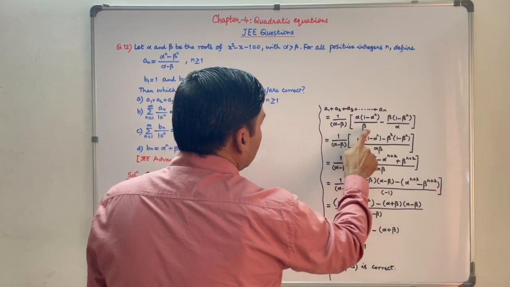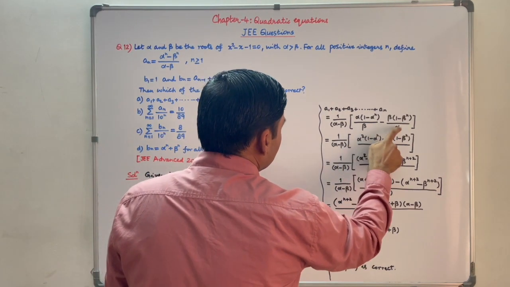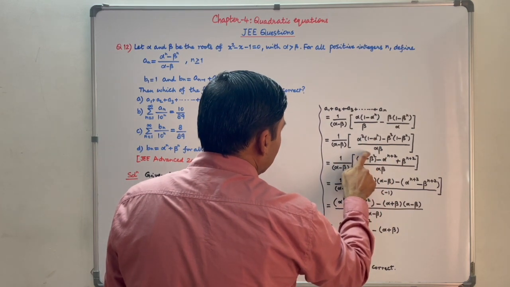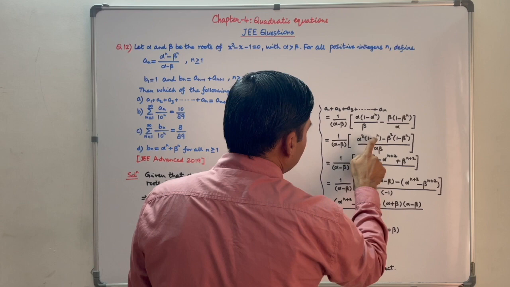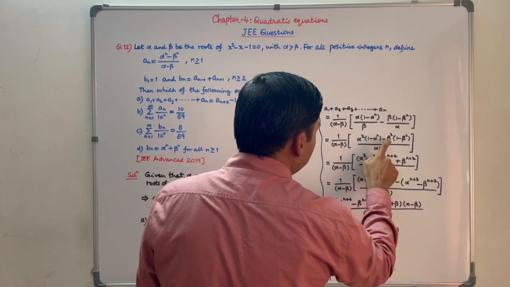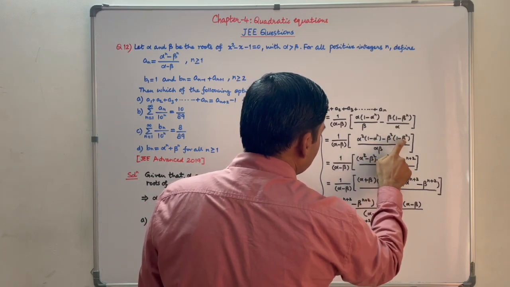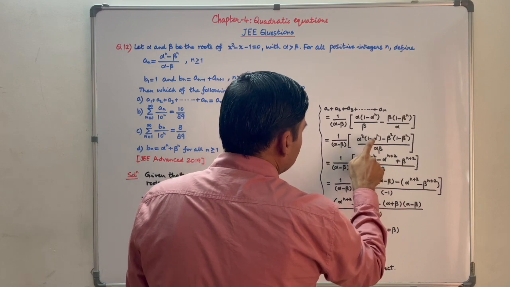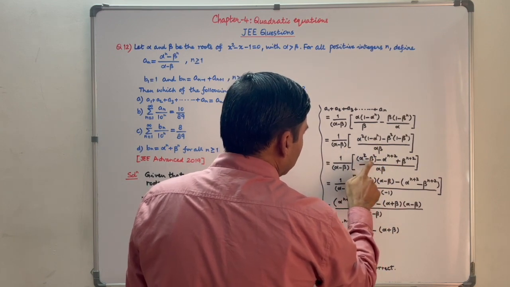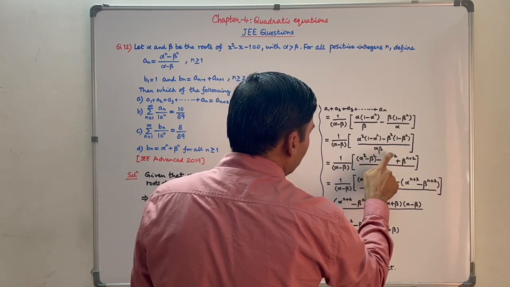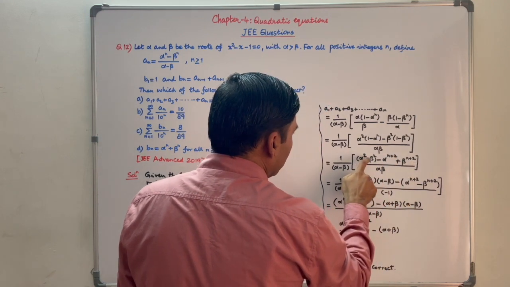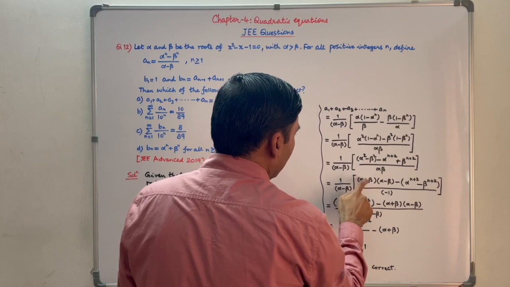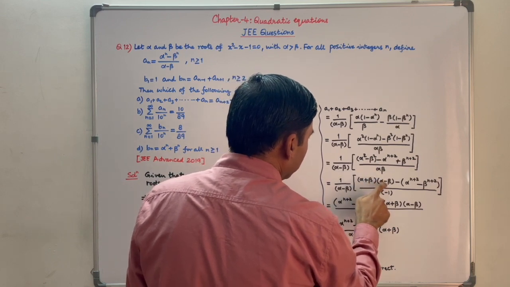Now we will take the LCM of the denominators, so it will be alpha beta. So the numerator in the bracket will be alpha square into (1 minus alpha to the power n) minus beta square into (1 minus beta to the power n). So it can be simplified as alpha square minus beta square minus alpha to the power n plus 2 plus beta to the power n plus 2. Alpha square minus beta square can be written as (alpha plus beta) into (alpha minus beta).